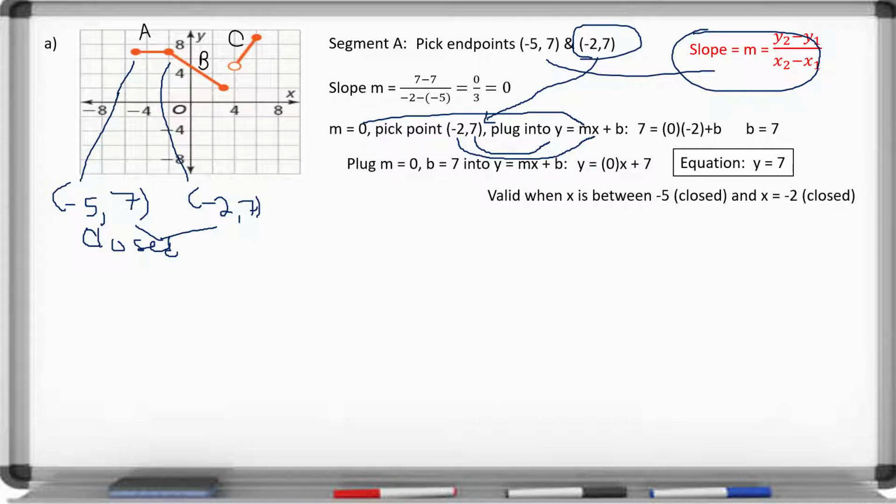Now this is only valid when x is between negative 5 and negative 2. That's because those are our x coordinates for the points that we picked. So therefore, we write it like this.